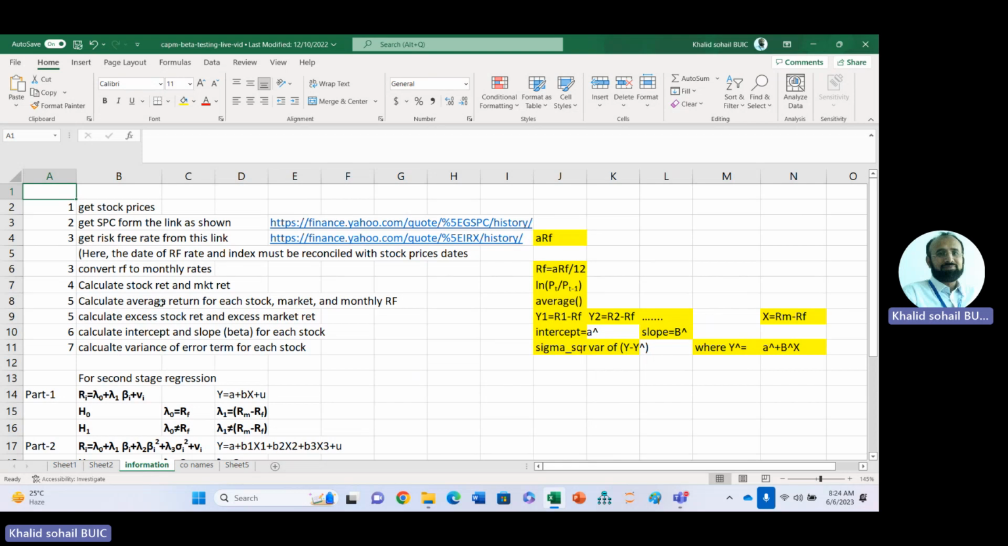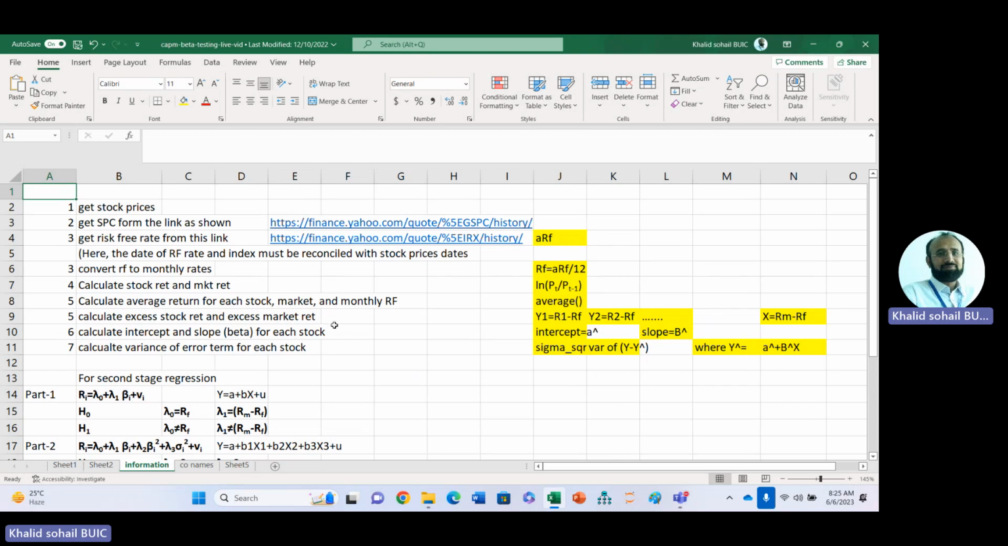Then we should have average returns, because in the second stage regression model, we need the average returns of all the companies. And then we calculate excess stock return and excess market return, because for CAPM, we need excess stock return as well as excess market return. For example, if we have 100 firms, then we should have these 100 excess stock returns and one excess market return, because this is a common market factor for all stocks.